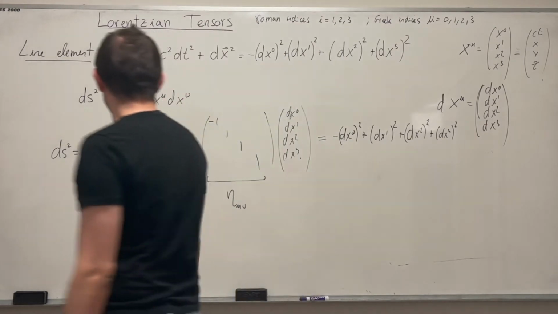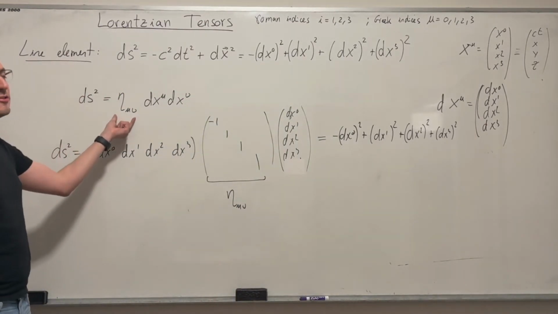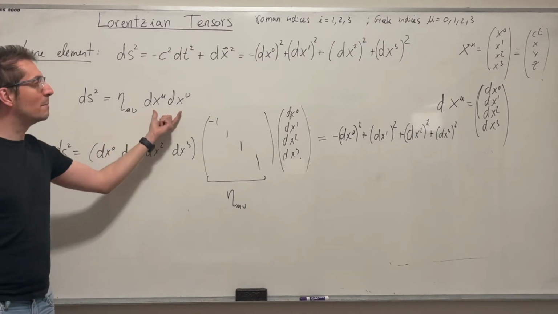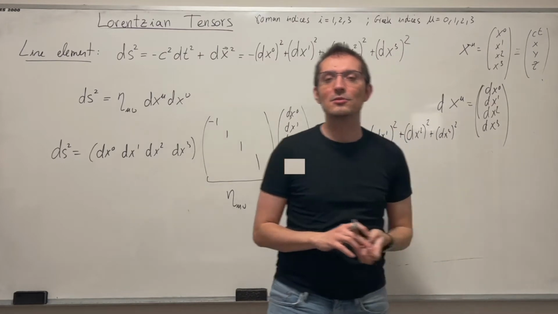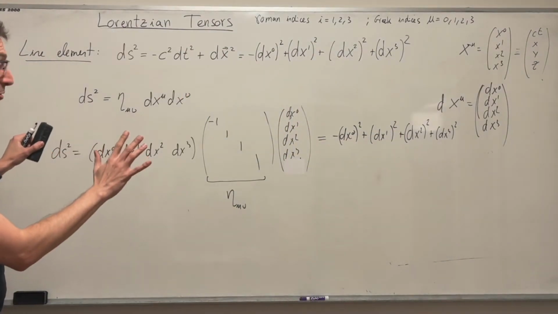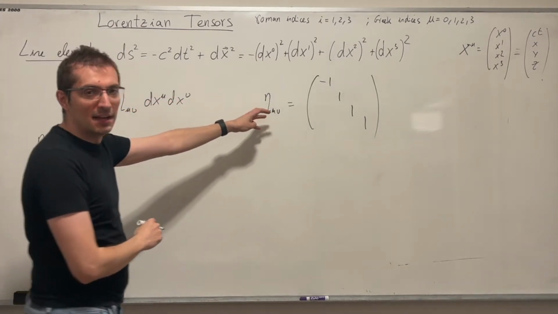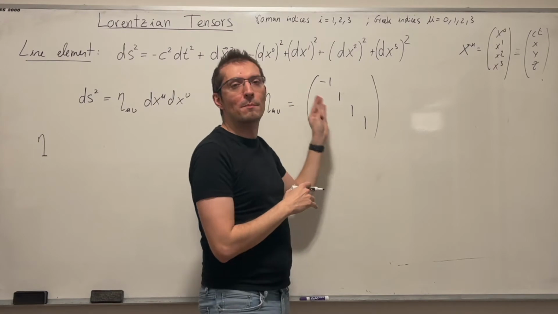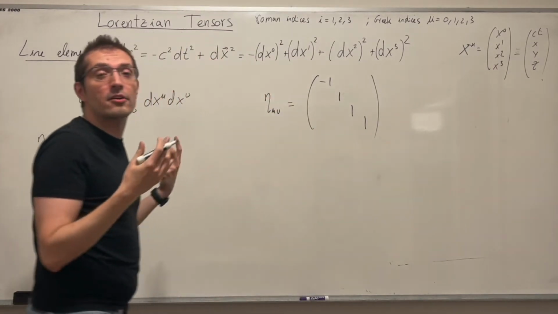So wonderful. I can write the line element ds squared as this matrix eta mu nu acting on two copies of the differentials associated with the coordinates x0, x1, x2, and x3. So we're going to write the matrix eta. And this matrix eta, I'm going to say, is the components in the basis upsilon mu of something that I'm going to call the metric tensor.